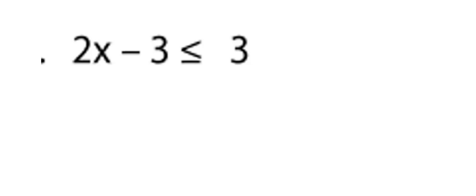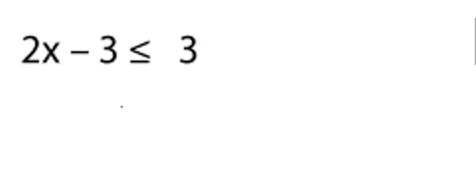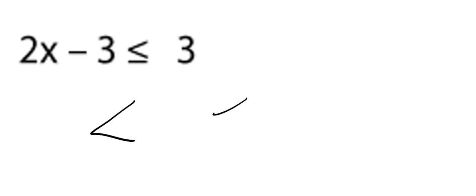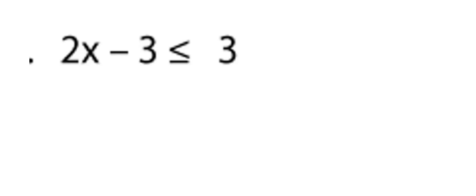Before we start, make sure we know that this or this means simply less than or greater than. When you add a line under it, it means less than or equal to or greater than or equal to. Which is why I said 2x minus 3 is less than or equal to 3. So this might be intimidating, but we can just pretend that instead of an inequality, it's an equal sign.